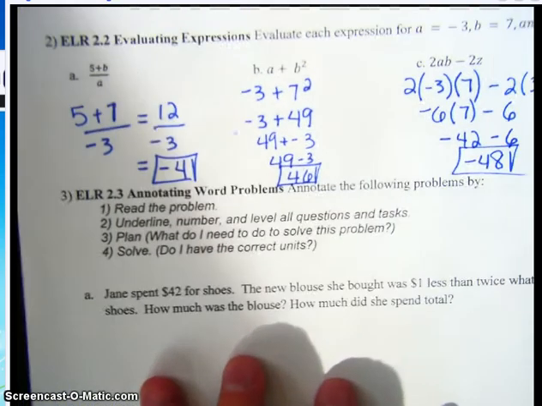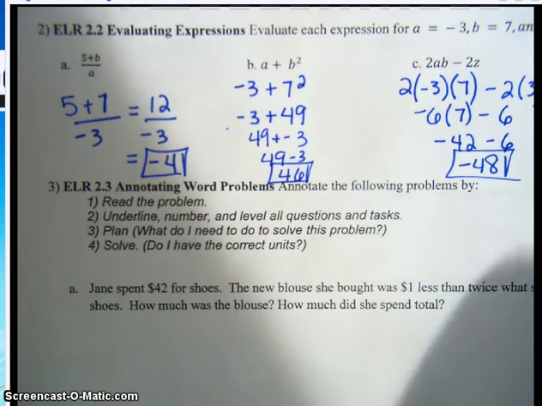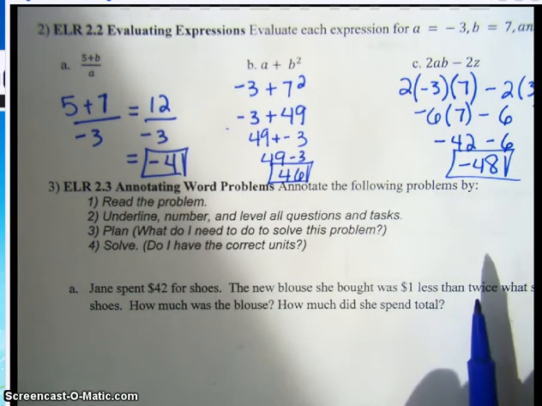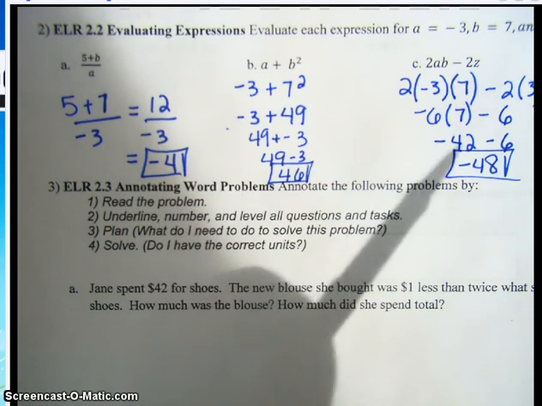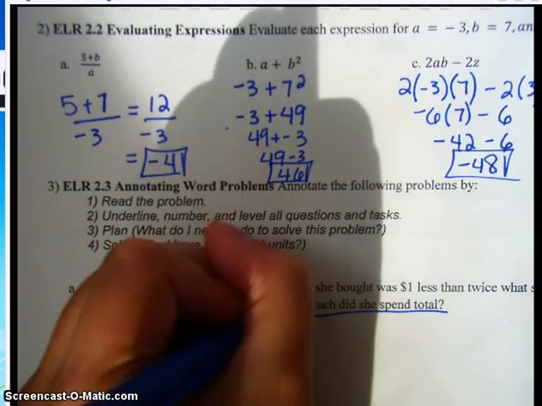Okay? All right, so for 3.3, annotating a problem, I've given you the steps of annotation for you to do. So, here we go. Jane spent $42 for shoes. The new blouse she bought was $1 less than twice what she spent for her shoes. How much was the blouse? How much did she spend total? So I'm going to underline my questions. How much was the blouse? And how much did she spend total?